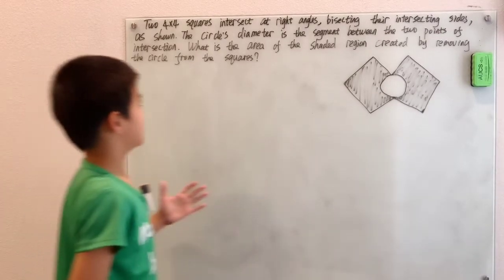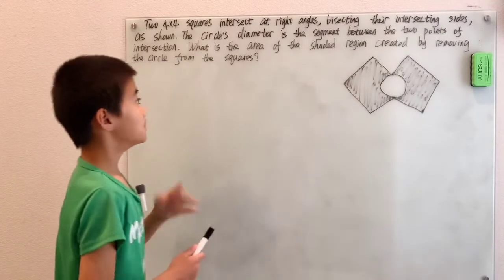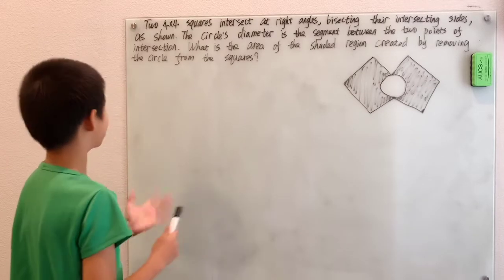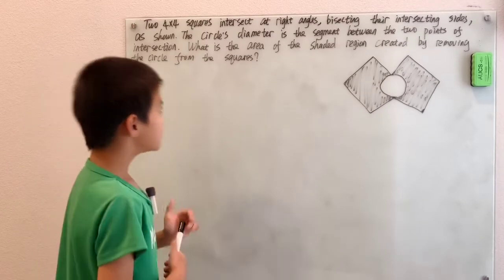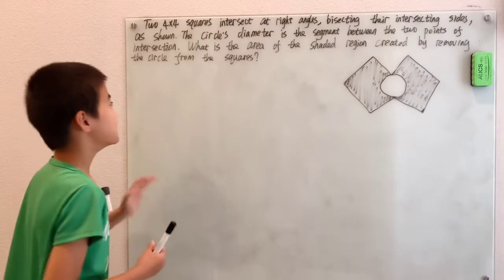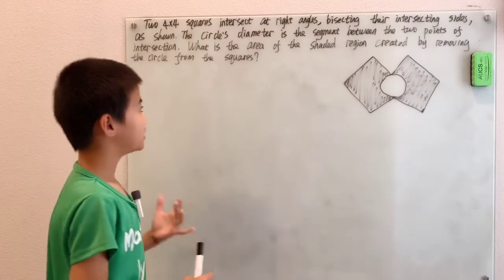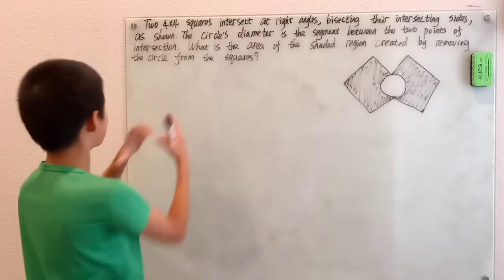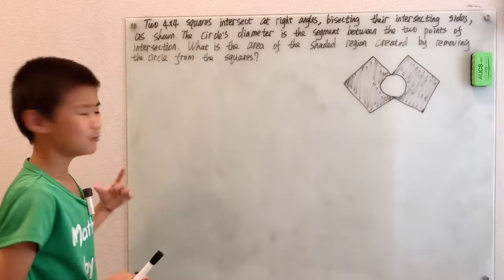Two 4x4 squares intersect at right angles, bisecting their intersecting sides as shown. The circle's diameter is the segment between the 2 points of intersection. What is the area of the shaded region created by removing the circle from the squares? So you got all that?